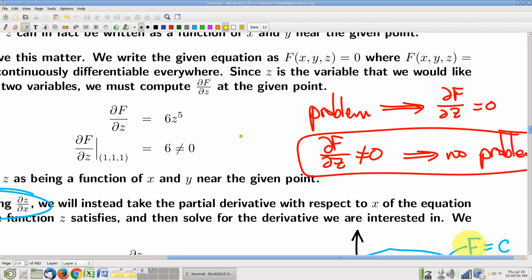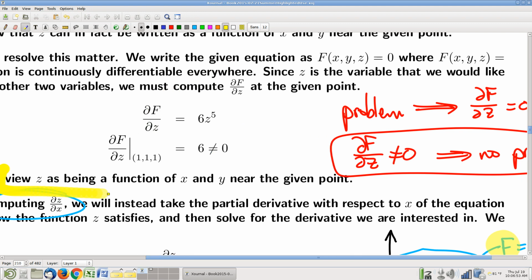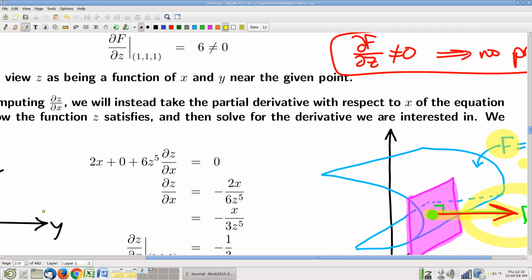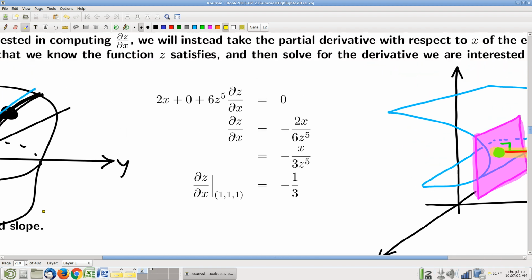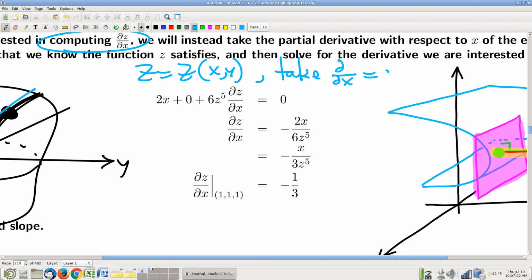Now that I know that z is a function of x and y, now it's really just algebra. But it does remain that this is algebra where you've got to think carefully what you're dealing with, right? So this is algebra where z is a function of x and y. And I'm interested in computing the partial of z with respect to x. So I'm going to take my initial equation and take the x partial of both sides so that the thing I'm interested in will show up, right? So that this thing will appear.